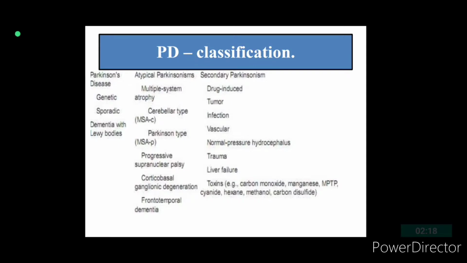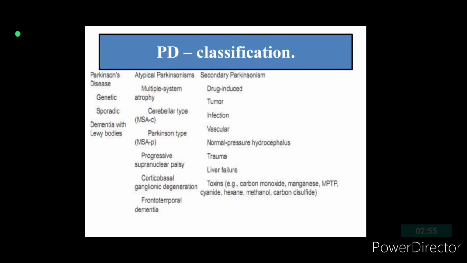Parkinson's disease classification. Parkinson's disease, atypical Parkinsonism, secondary Parkinsonism. Genetic, atypical Parkinsonism. Multiple system atrophy. Secondary Parkinsonism, drug-induced. Sporadic, atypical Parkinsonism, cerebellar type. Secondary, infection.